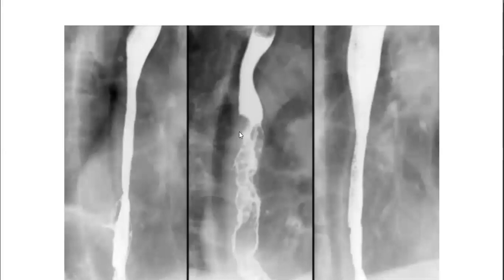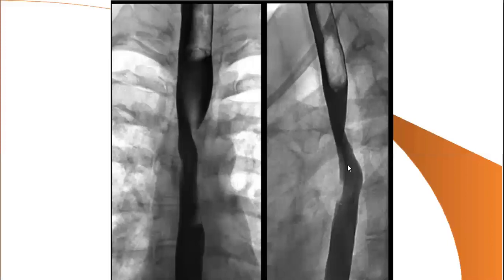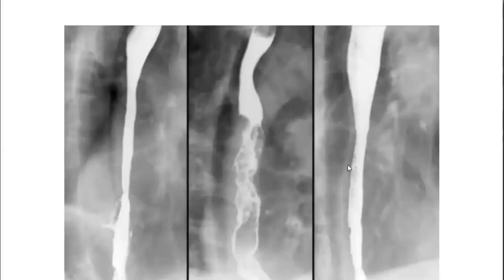There is a sudden change in caliber, correct? So there is a shelf-like projection here and very irregular margins of the esophagus. So this is a malignancy. And the third one again is of a benign nature, long segment. This was actually a case of chemical esophagitis, a lye picture that we talk about, long segment. So the first and third are pretty much the same.